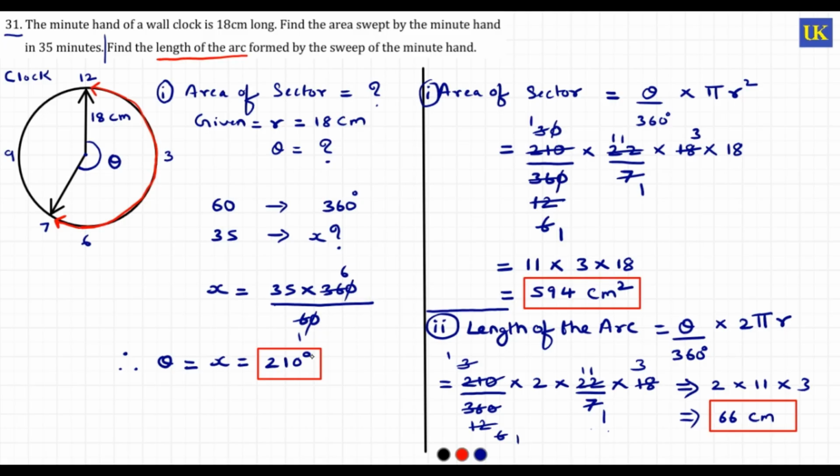210 degree. Okay, so theta is written in terms of degree, area is written in terms of centimeter square, unit square, and length of the arc we have to write without square or without cube, because it is just the distance. Length is nothing but the distance, and distance is single dimensional, right? So we have to write only centimeter. We should never write a square here. Okay, so length of the arc is 66 centimeter. All right guys, so this finishes off our 31st question.